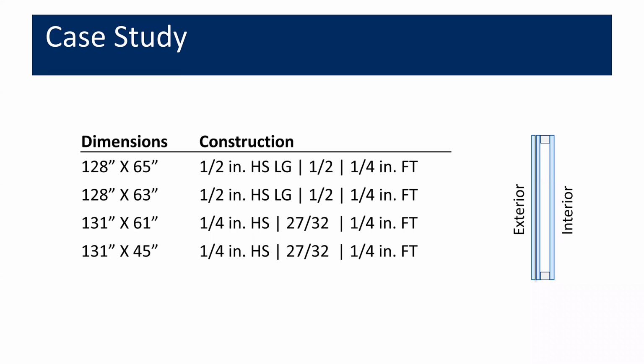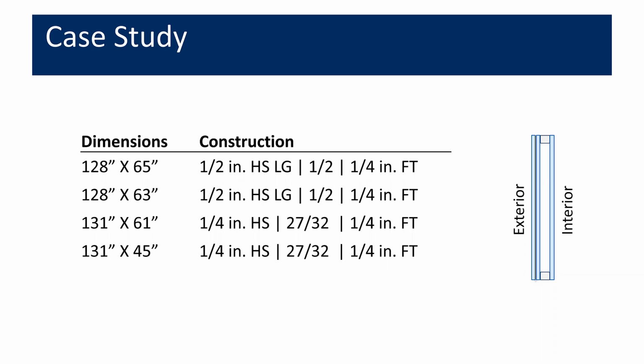So let me orient you to these. We had 2 that had 1/2-inch heat strengthened laminated glass on the exterior, with a 1/2-inch airspace, and then a 1/4-inch fully tempered piece of glass, monolithic, on the inside. So this was floor to ceiling. Fully tempered was there for required building codes.